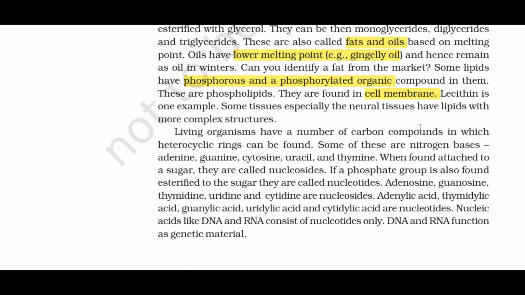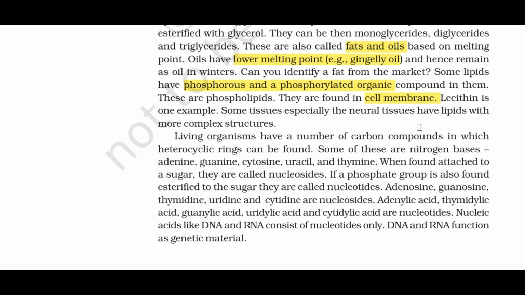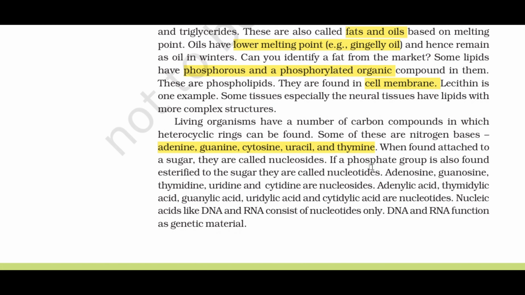Living organisms have a number of carbon compounds in which heterocyclic rings can be found. Some of these are the nitrogen bases adenine, guanine, cytosine, uracil, and thymine. When found attached to a sugar, they are called nucleosides. If a phosphate group is also found esterified to the sugar, they are called nucleotides.